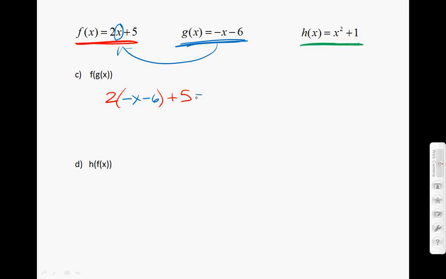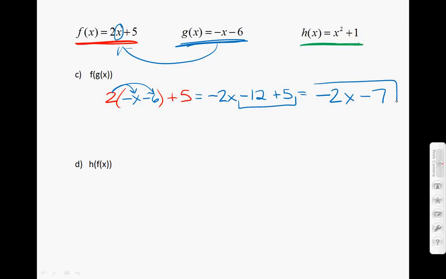Then you're going to simplify that expression, because right now it's kind of messy. I'm going to distribute 2 to negative x and negative 6. So that's going to be negative 2x minus 12 plus 5. And then simplify, so negative 12 and positive 5, those are like terms and they can combine. So this is going to be negative 2x minus 7. That's the composite function.